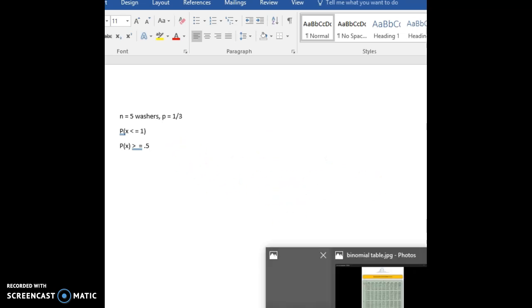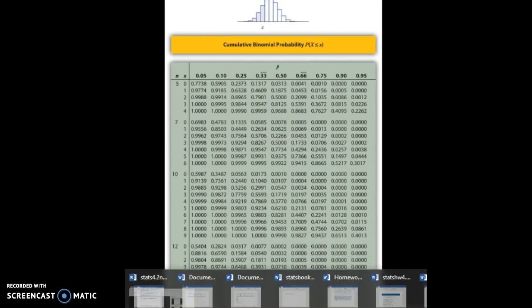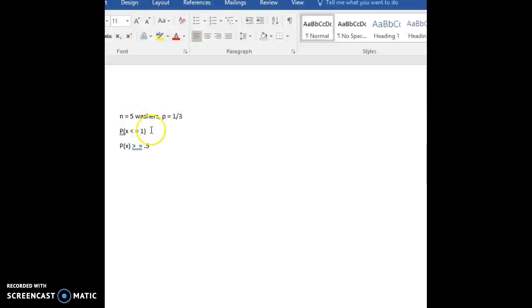I'm going to pull up my table. And let's notice, here is the case of 5 trials. And if we go over here, these are our probabilities P. We're looking at 1/3 or 0.33 going on forever. All right, and if we look down beside the x value of 1, the probability is 0.4609. So let me write that on our sheet. So this probability is 0.4609.